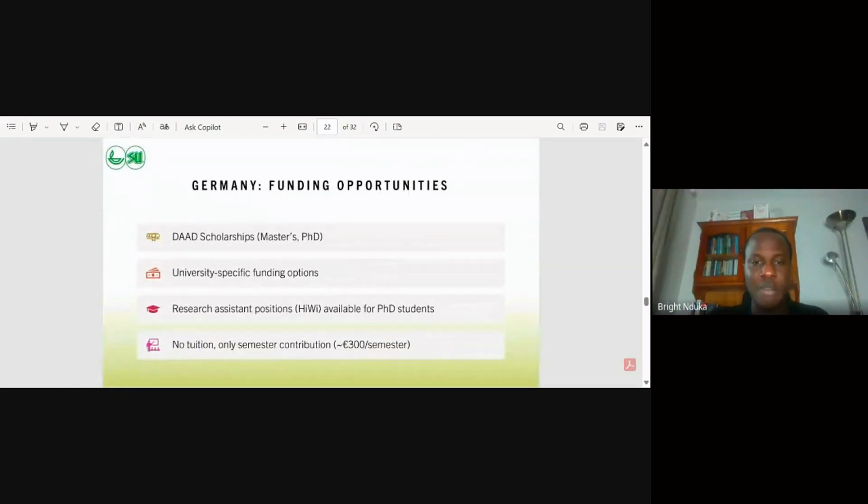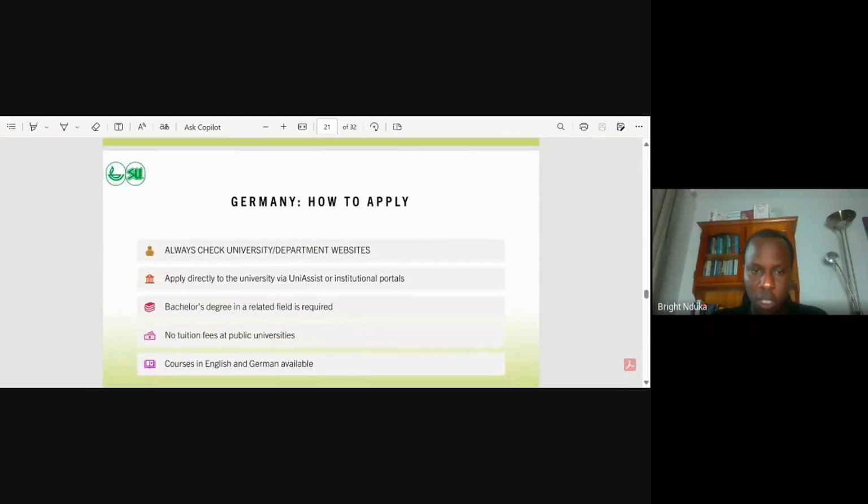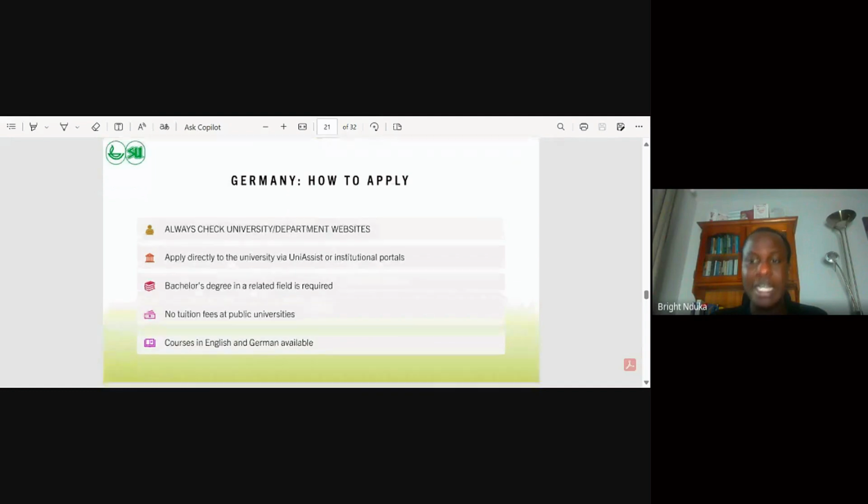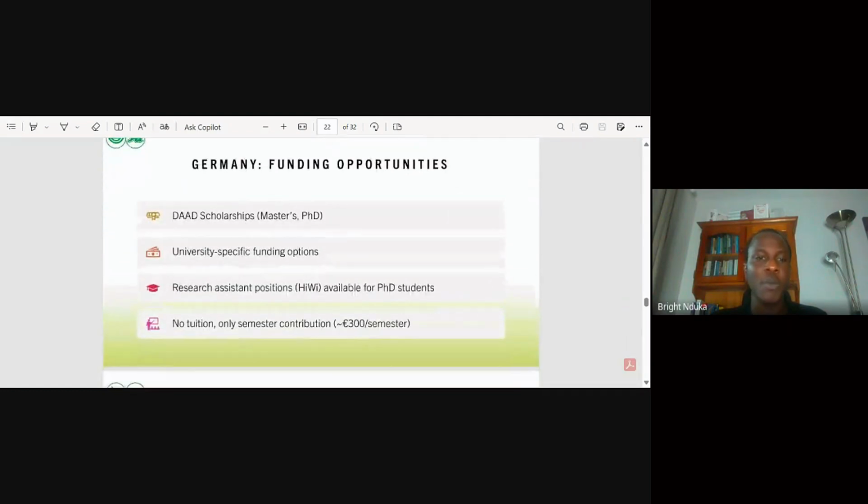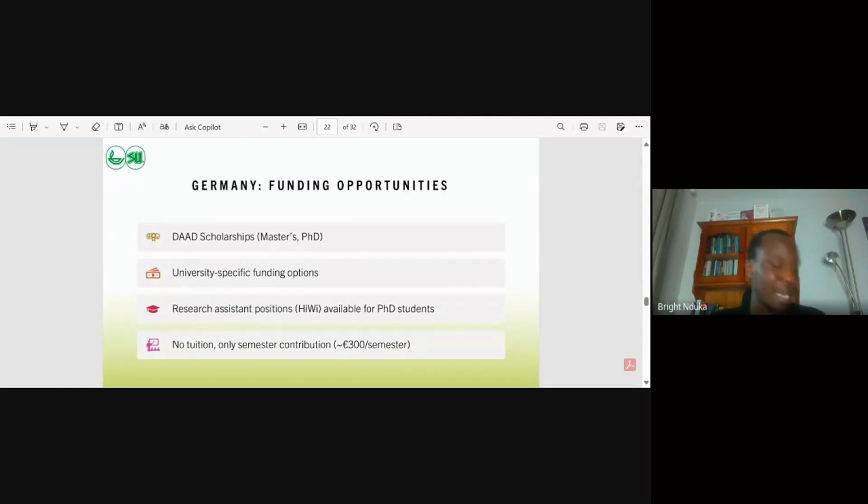The next slide for Germany is Germany funding opportunities. So the first slide introduces the country in terms of what is needed and all of that, and the next slide will be the funding opportunities available. That includes scholarships for masters and PhD, university-specific funding, research assistant positions, paid positions available for PhD students, and no tuition fee, only a semester contribution for Germany.